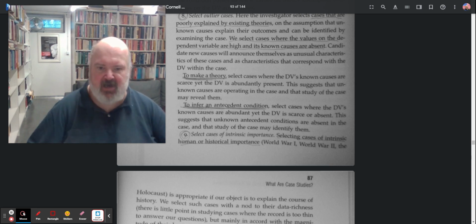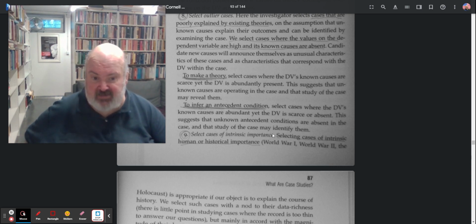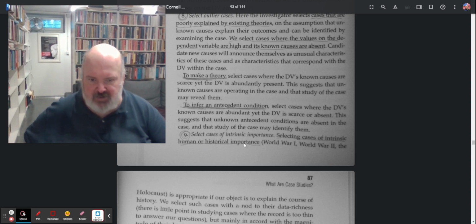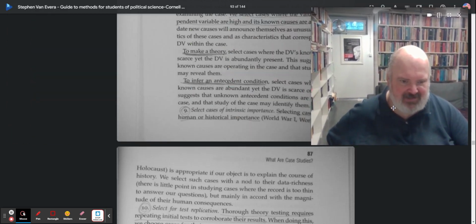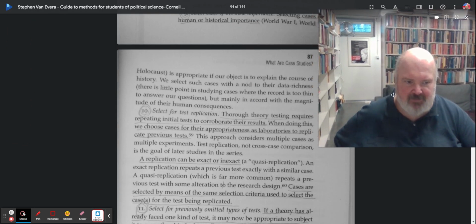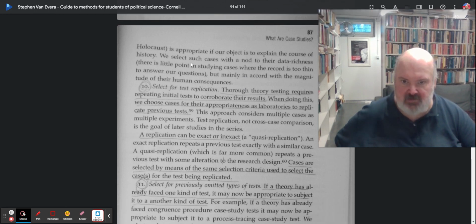Number 9, selecting a case of intrinsic importance, human or historic importance. Right, World War I, World War II, and the Holocaust. These examples are appropriate, as our object is to explain the course of history. We select such cases with a nod to their data richness.